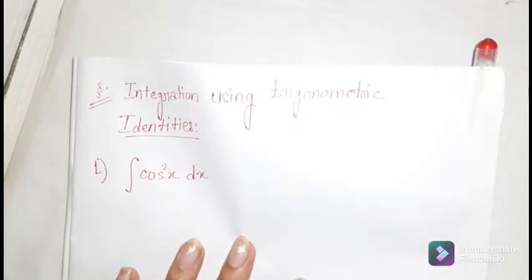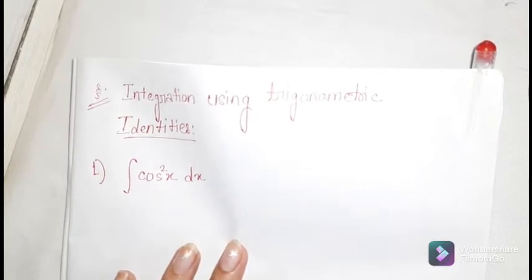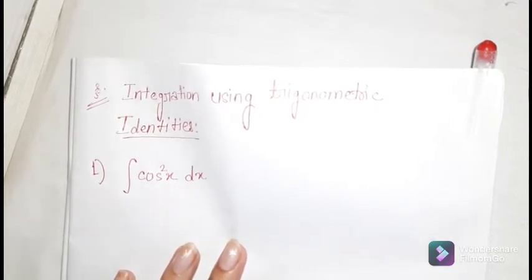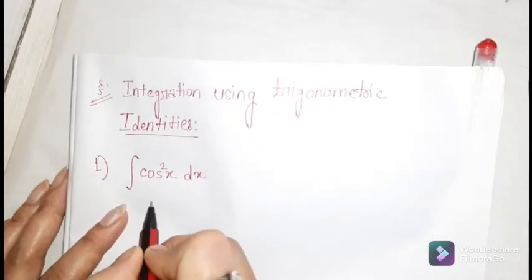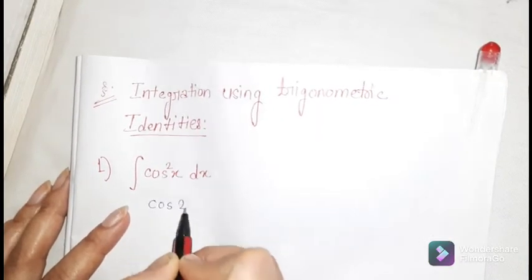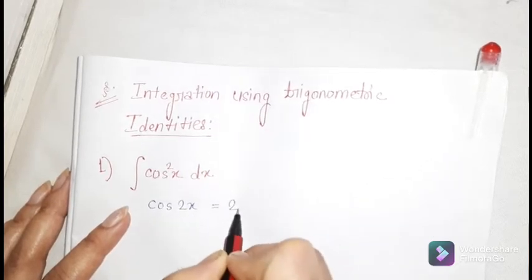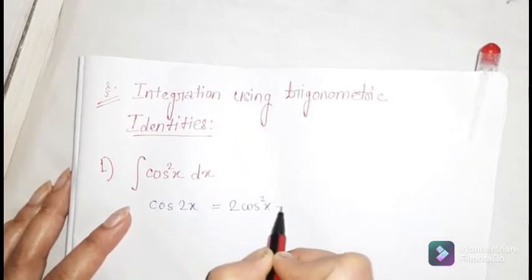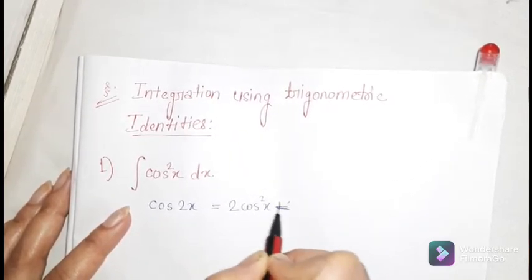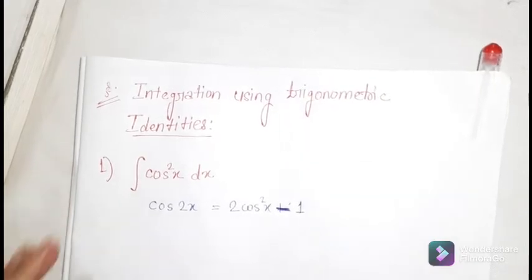So what we do, we know there is a trigonometric identity: cos 2x equals 2 cos square x minus 1.